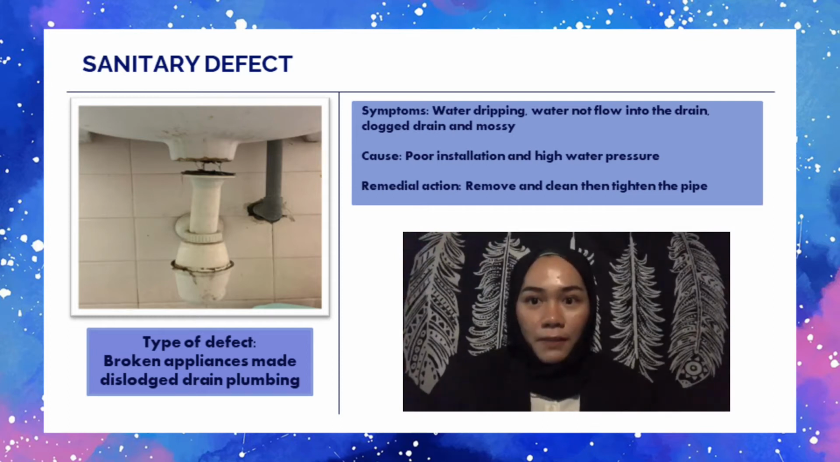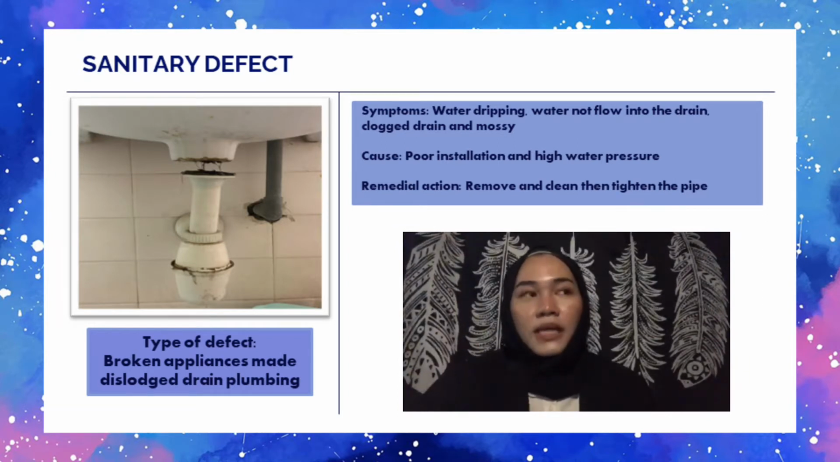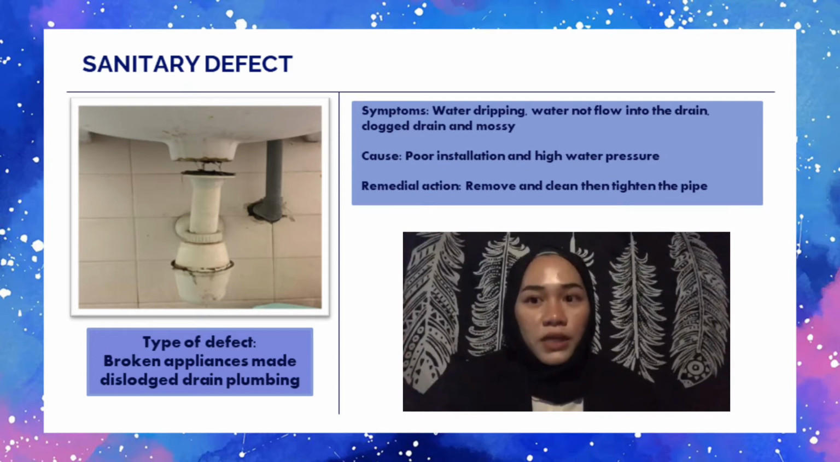Last but not least from me is the sanitary defect, as shown on the slide. The type of the defect is a broken appliance that became loose, resulting in sludge in the drain plumbing that is located under the sink and the septic property. The symptom identified is water dripping because of the pipe disconnected from the sink, which made the water not flow right into the drain plumbing. It also made the pipe get clogged because there was not enough water flow to push particles like hair into the plumbing, making it stuck at the end hole.